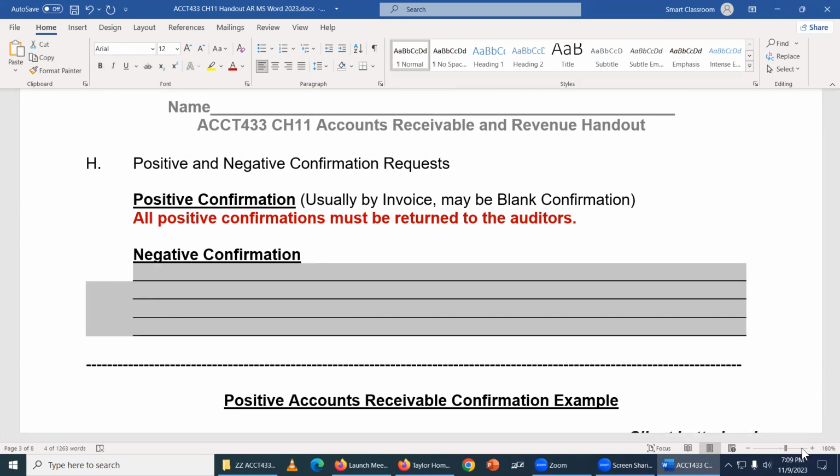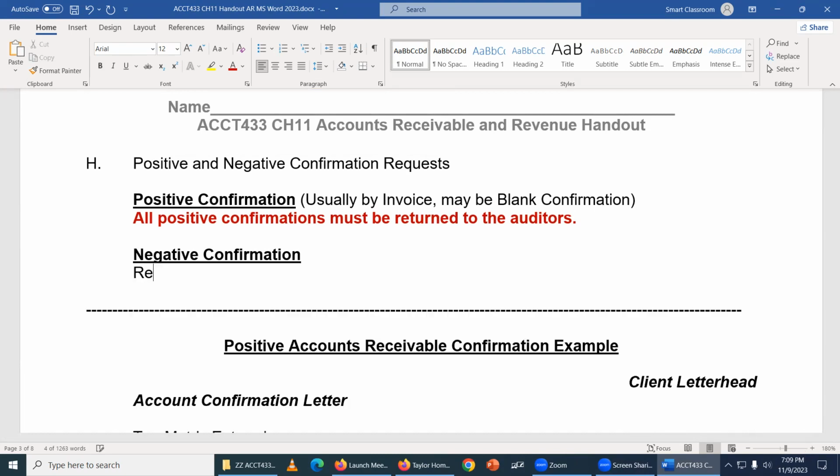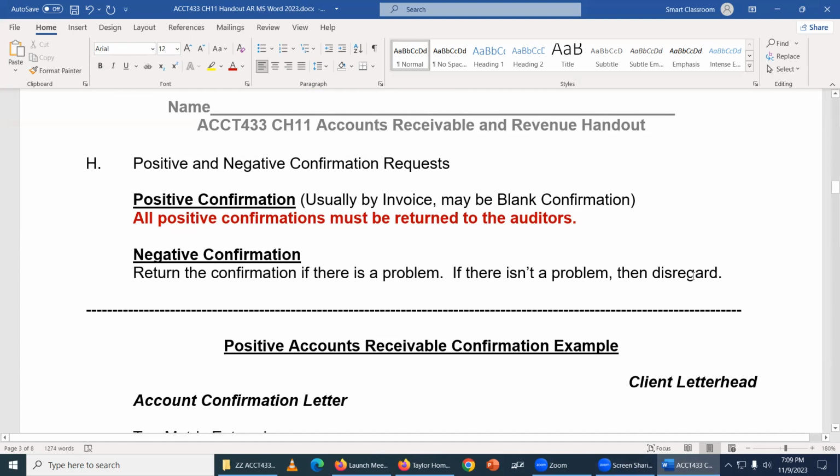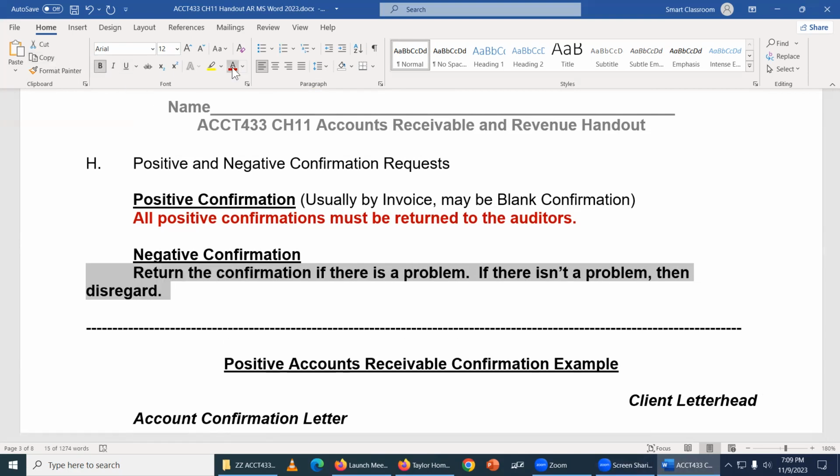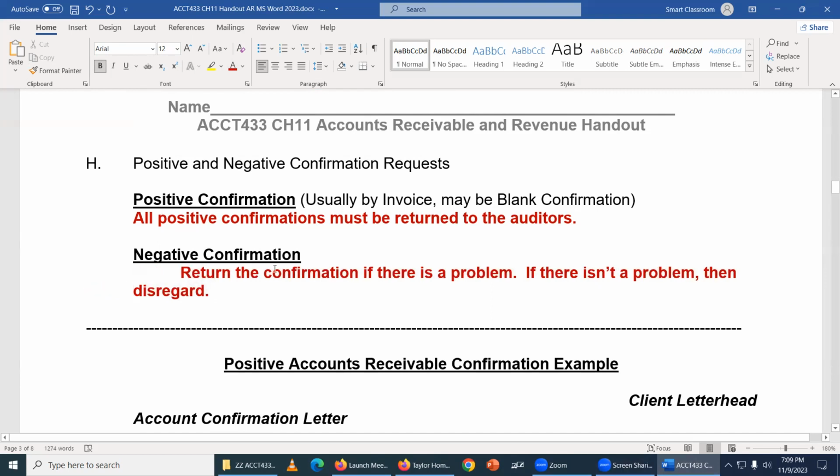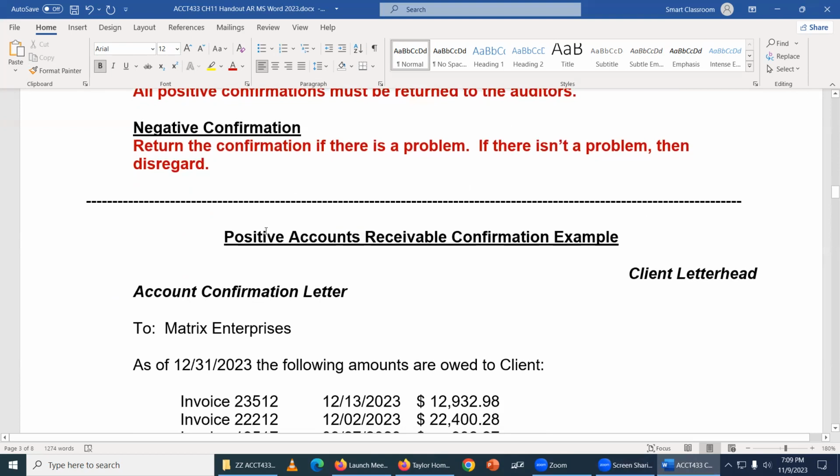Negative confirmations are a little bit different. They say to return the confirmation if there is a problem. If there isn't a problem, then disregard. So negative confirmations are, look, if everything's fine, don't bother returning it to us. We only want to know the ones that are no good. Okay.